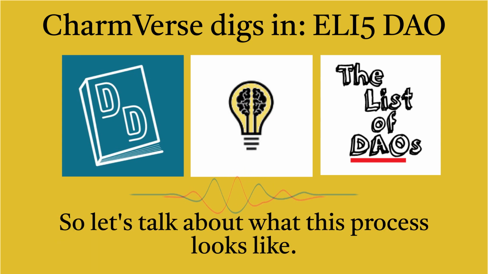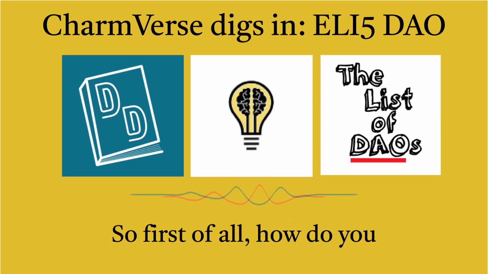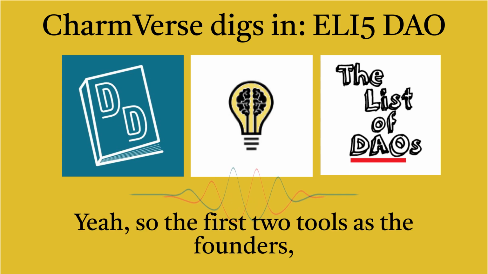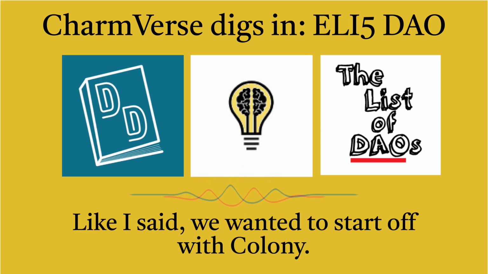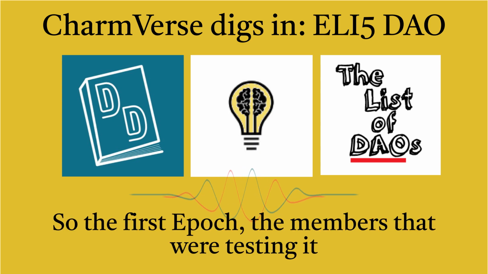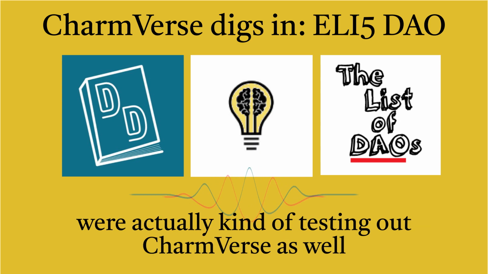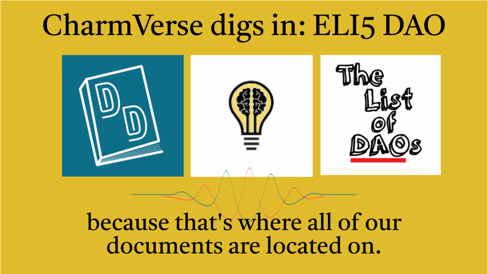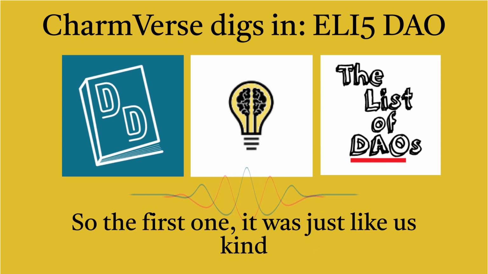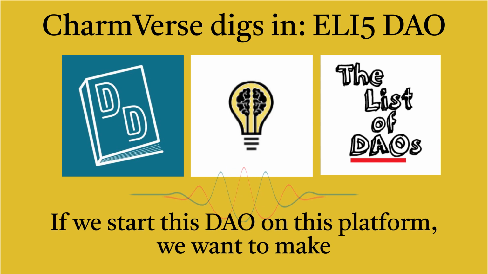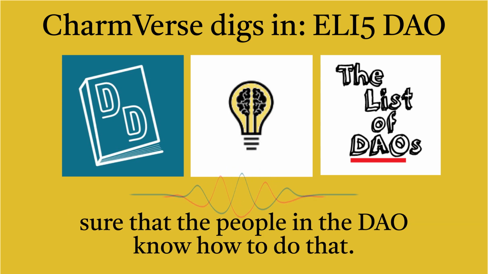Nice. So let's talk about what this process looks like. First of all, how do you decide what tools you're going to test? So for the first two tools, as the founders, we put out just a vote on Colony. Like I said, we wanted to start off with Colony. In the first epoch, the members that were testing it out learned about it, and we're actually also testing out CharmVerse, because that's where all of our documents are located. So we were thinking pragmatically, in layman's terms: if we start this DAO on this platform, we want to make sure the people in the DAO know how to do that.